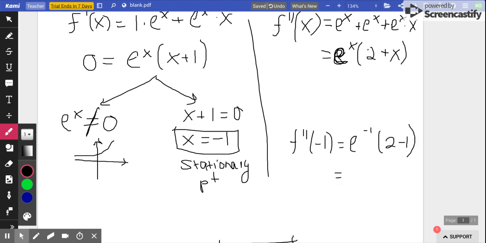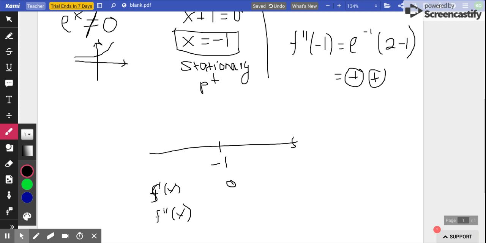Clearly e is positive. 2 minus 1 is positive as well. So overall, this thing here is positive, which means the function itself has to be concave up, which means that our point is a minimum.